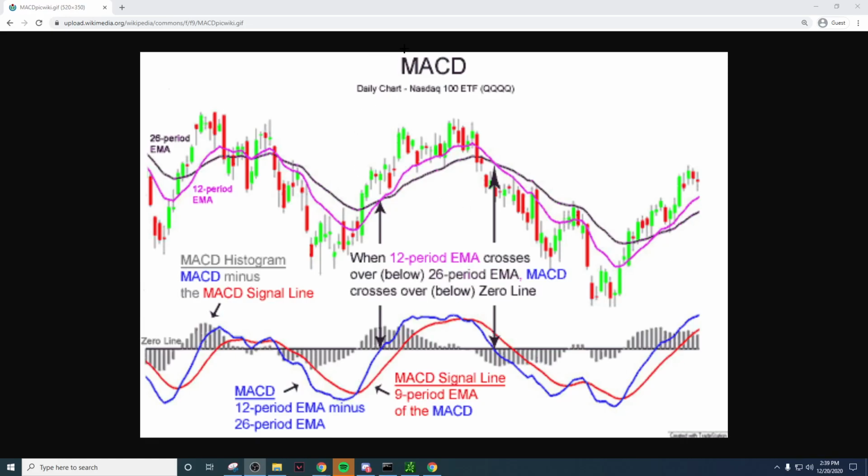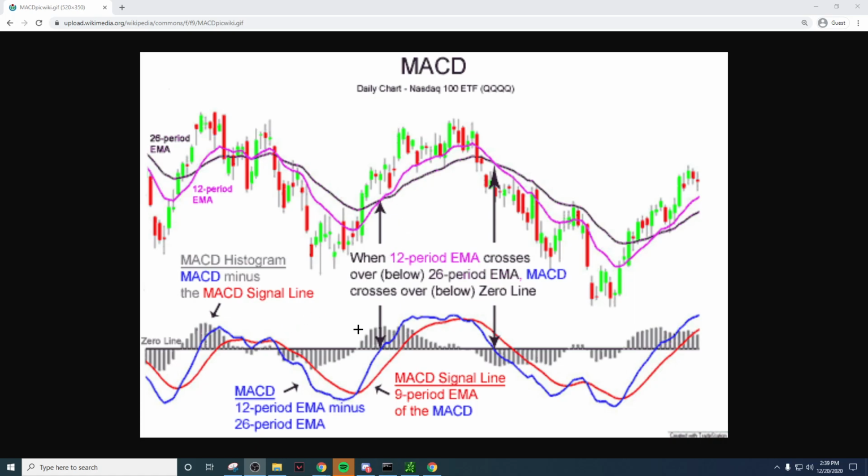Today we're gonna be learning about the MACD indicator. MACD stands for Moving Average Convergence Divergence, and it's basically a trend made of two trend lines, right? The MACD and the MACD signal line.